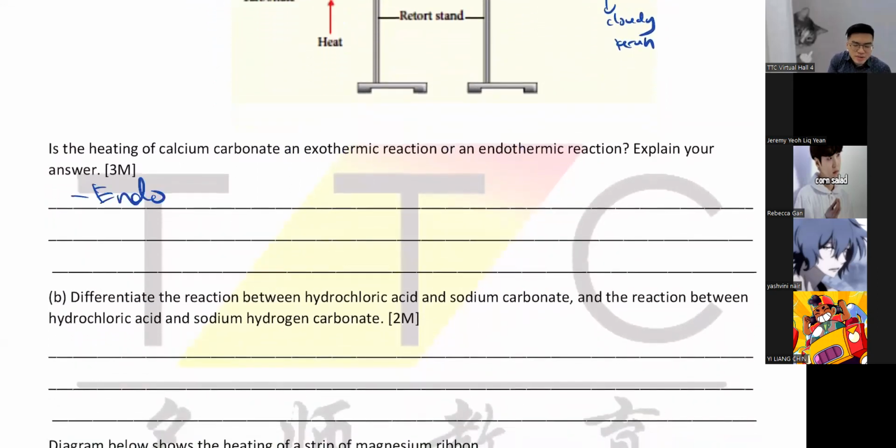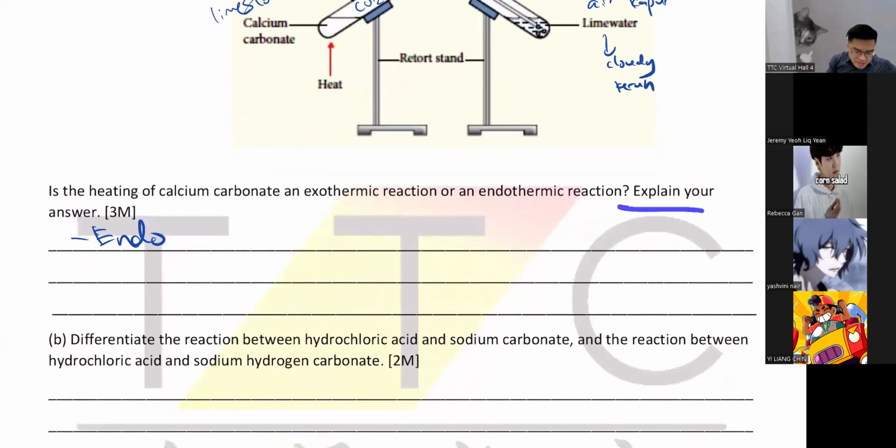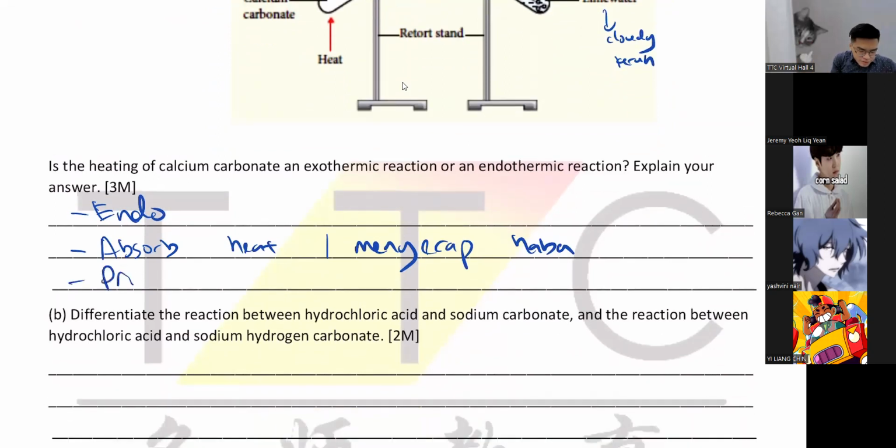This is the same concept as cooking. Cooking absorbs heat, so this one absorbs heat lor. So they want you to explain the answer. Why is it endo? Because they absorb heat. Menyerap haba. Absorb heat. And then one more mark, 3 marks here. So absorb heat, and then they will produce carbon dioxide. Menghasilkan karbon dioksida.